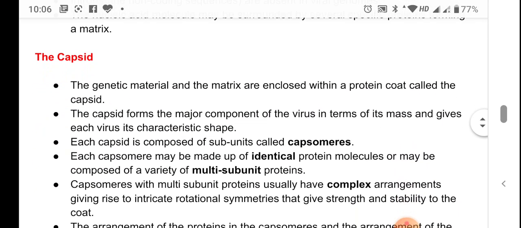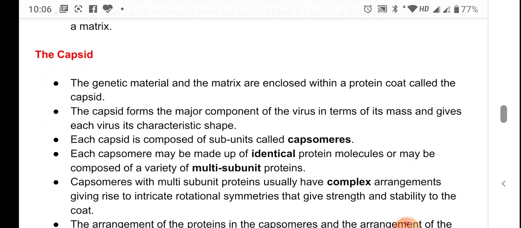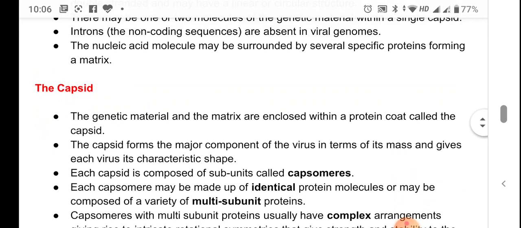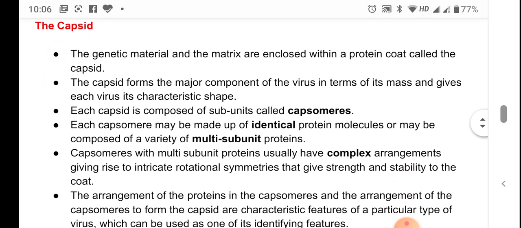Next, about the capsid. The genetic material that we discussed earlier, and the matrix surrounding it, the proteinaceous material surrounding the nucleic acid, are enclosed within a protein coat called the capsid. This capsid gives the characteristic shape to the virus. The shape of the virus is determined by the capsid it has.